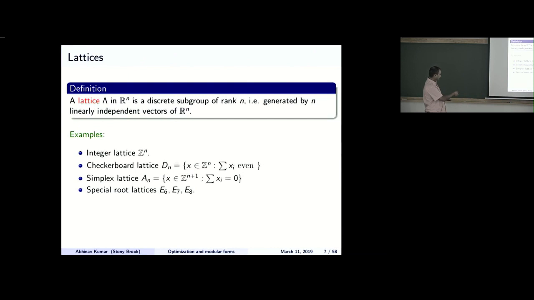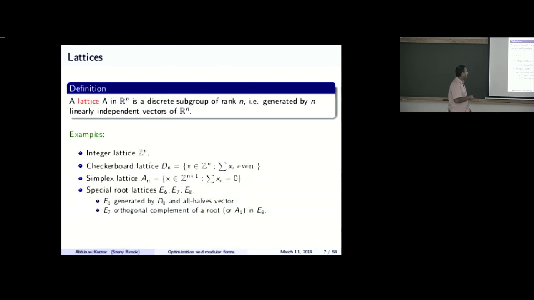And there are some special root lattices, E6, E7, E8, which some of you may have seen in your work. Let me just describe very quickly what they are. So E8 is generated by the 8-dimensional checkerboard lattice plus the all-halves vector. If you take the vector whose coordinates are all 1/2, then its multiples and D8 will generate the lattice E8, and it shows up in all sorts of things like D-theory and string theory.